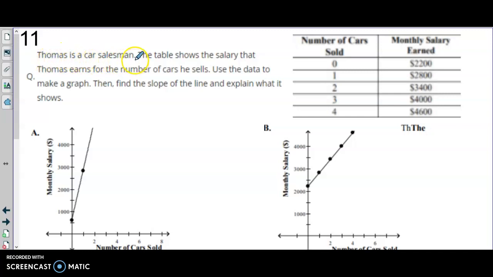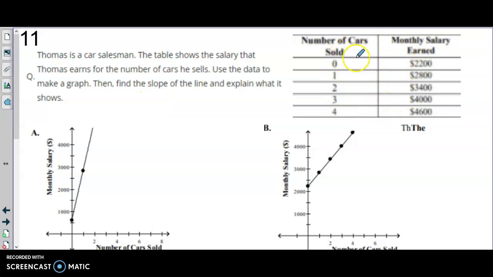Thomas is a car salesman. The table shows the salary that Thomas earns for the number of cars he sells. Use the data to make a graph. Then find the slope of the line and explain what it shows. So here's our T-table over here.